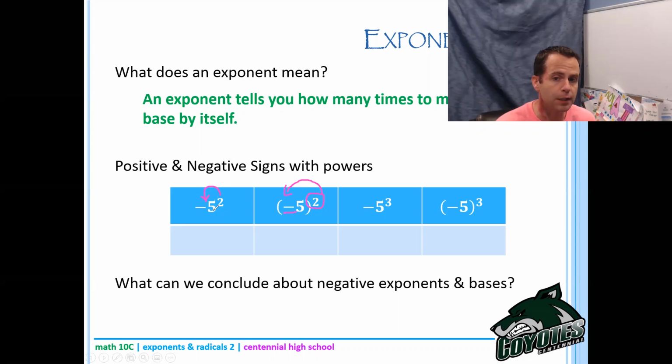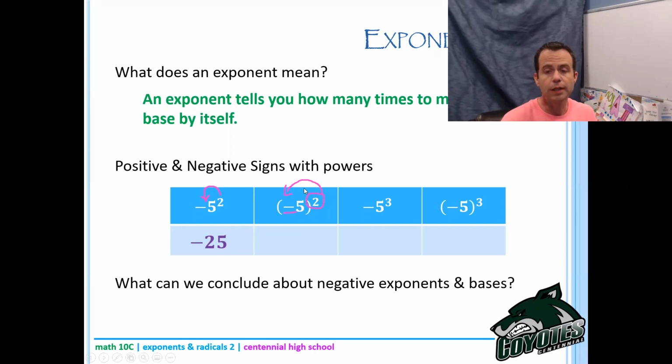So this really becomes negative whatever 5 squared is. Well, 5 squared is 25, so it becomes negative 25 as a result. This one here becomes negative 5 times negative 5, and so that would be a positive 25. Negative 5 to the 3 would become negative whatever 5 to the 3 is, so that would be negative 125. And then this one would be negative 5 times negative 5 times negative 5, which is also negative 125.